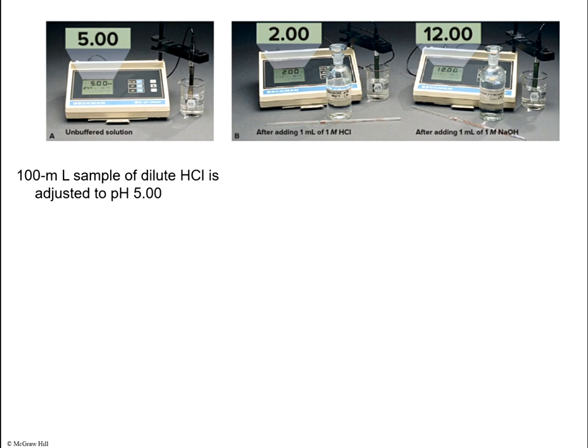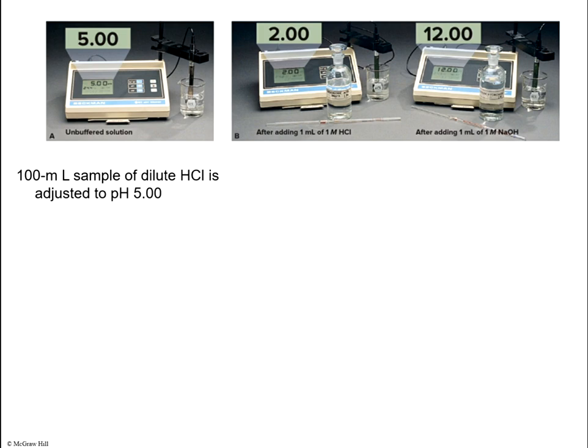Here we can see the effect of a buffer. Now, in this first image, we see a 100 milliliter sample of dilute hydrochloric acid is adjusted to pH 5, and that's shown on the left picture. So we have 100 milliliters of water, and we add a very small amount of dilute hydrochloric acid, strong acid, and the pH goes down to 5.00.